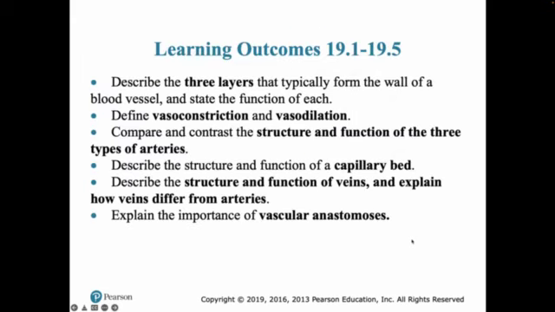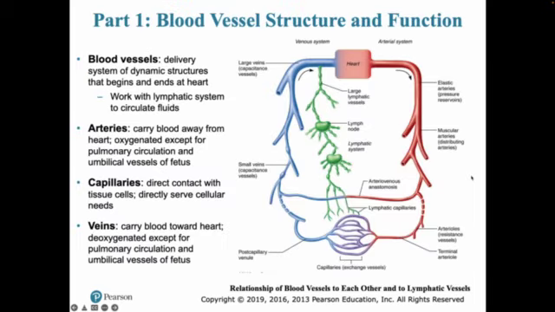All right. So first we'll talk about the vessels, the three layers of blood vessels. Then vasoconstriction, vasodilation, arteries, the types, capillary bed, veins, the types, structure and functions, as well as the structure and function of arteries, and finally anastomosis.